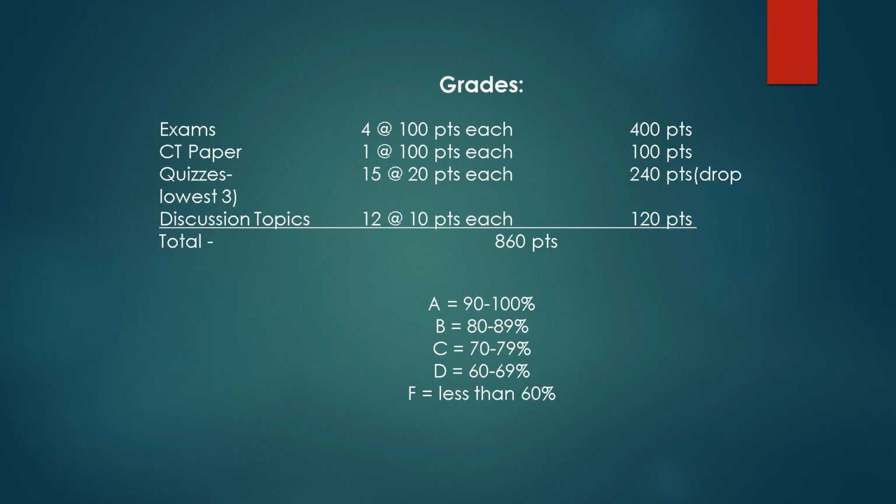We're going to do chapter quizzes. We're going to end up doing actually 15 of those, but we're going to drop the 3 lowest grades, so we're only going to count 12. That gives us 240 points. And we're going to have 12 chapter discussion questions for 10 points each. That's 120 points. If you get 90%, you get an A. If you get 80%, you get a B. If you get 70%, you get a C, and so on and so forth. So that's how the grading scheme looks.